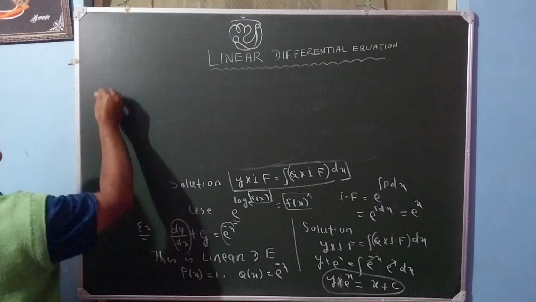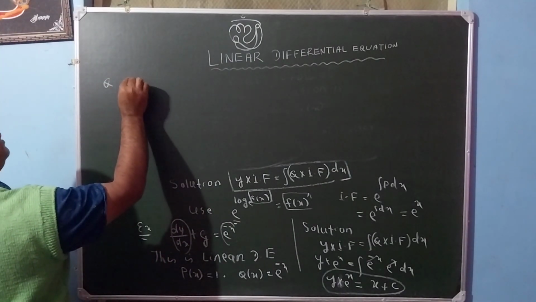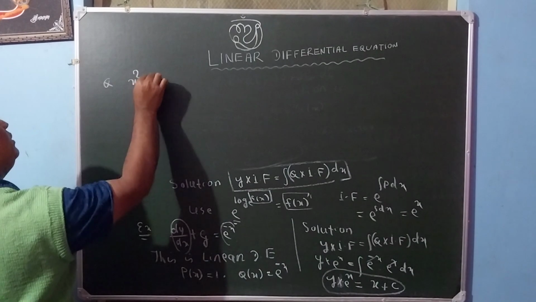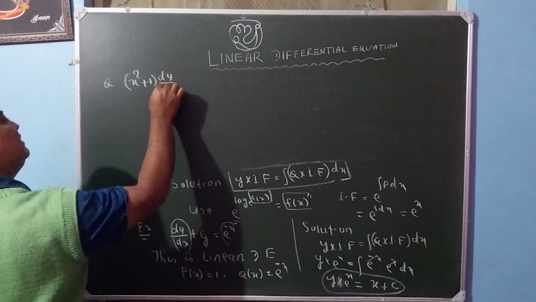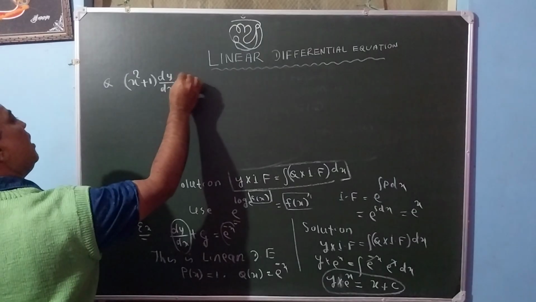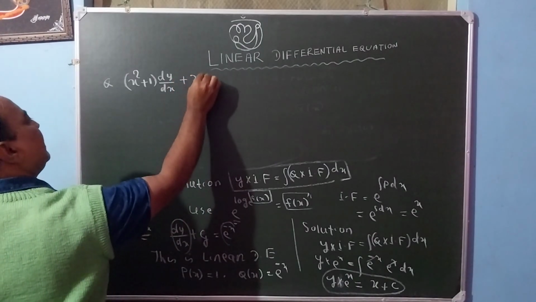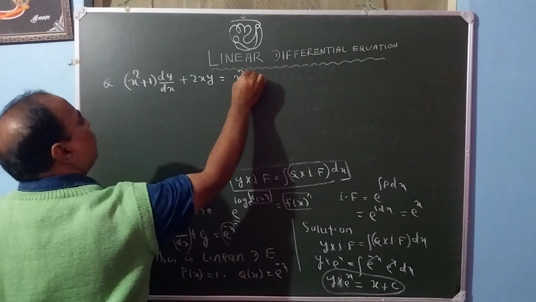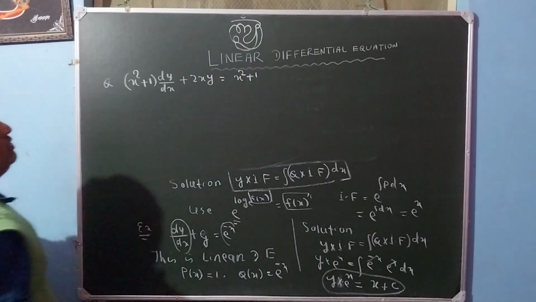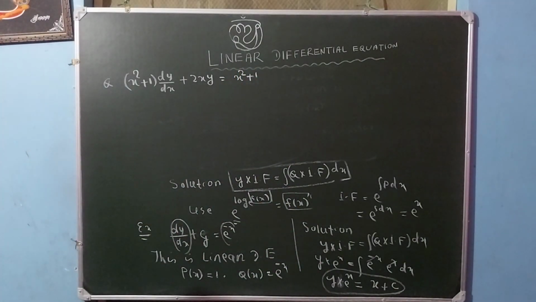Question number 2. (x square plus 1) dy/dx plus 2x into y is equal to x square plus 1. This is the differential equation.